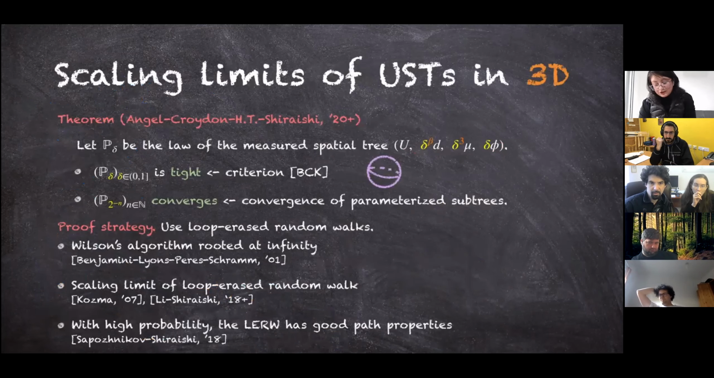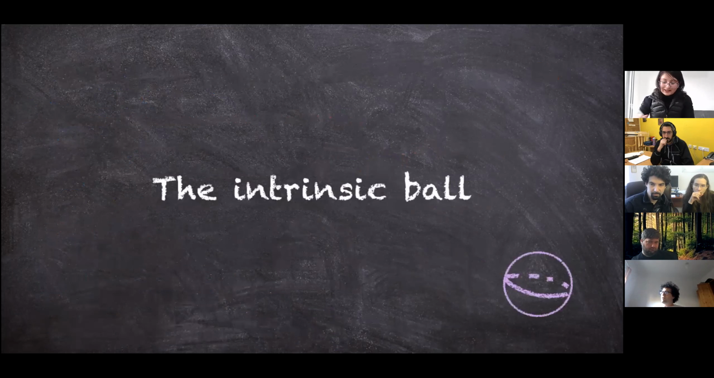And this is not the only good path property that we use for the Lupus random walk, but it is, in my opinion, the most crucial to understand why these arguments work. So now I can go to the intrinsic ball. So let's talk about its metric properties.